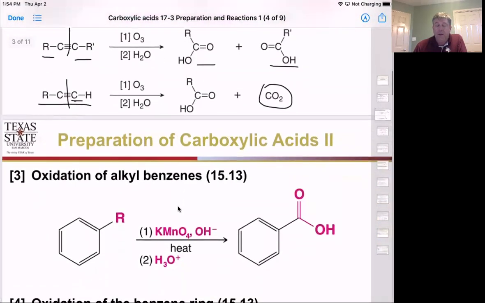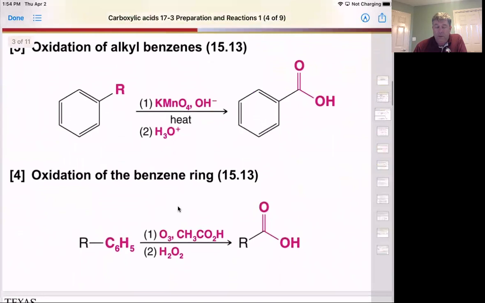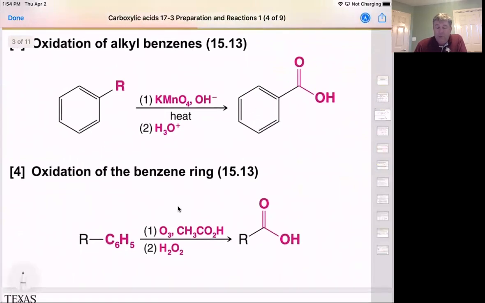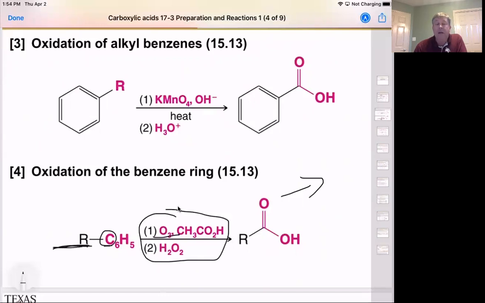So another way to do that is, let's look at equation number 4. If you use ozone again, remember, the benzene ring has double bonds in it, and ozone attacks double bonds. So what we end up doing is taking one of the carbons from the benzene and oxidizing all 5 of the other ones away, and it goes away as CO2. But the alkyl group on the end is unhurt.